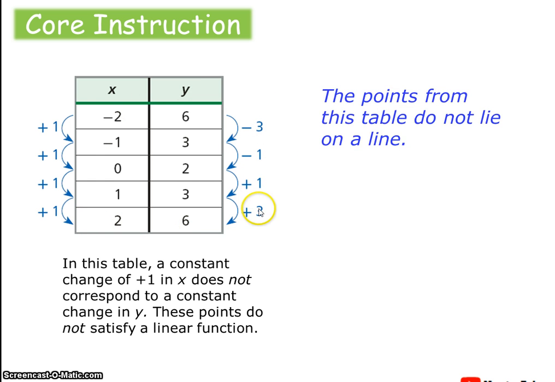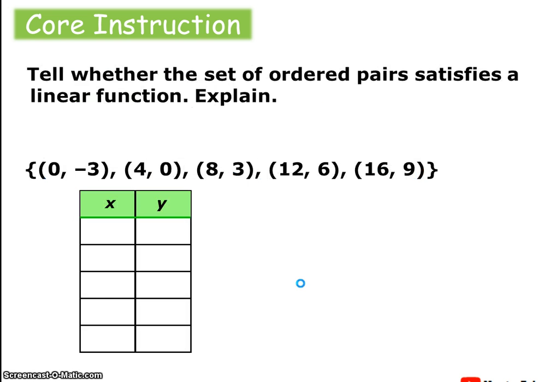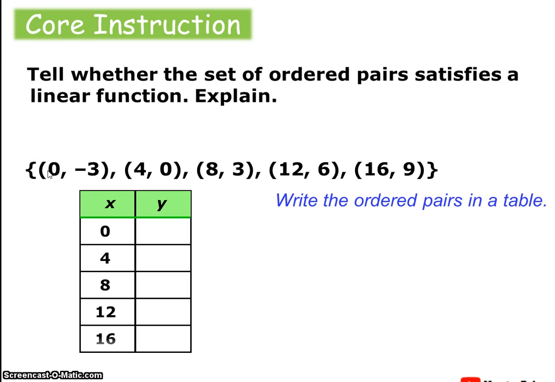It has to have that constant change. And they would not form a line, as you can see. So tell whether the set of ordered pairs satisfies a linear function, and then explain. So given a table and a set of ordered pairs, I'm going to put those ordered pairs in a table to help me see the pattern.